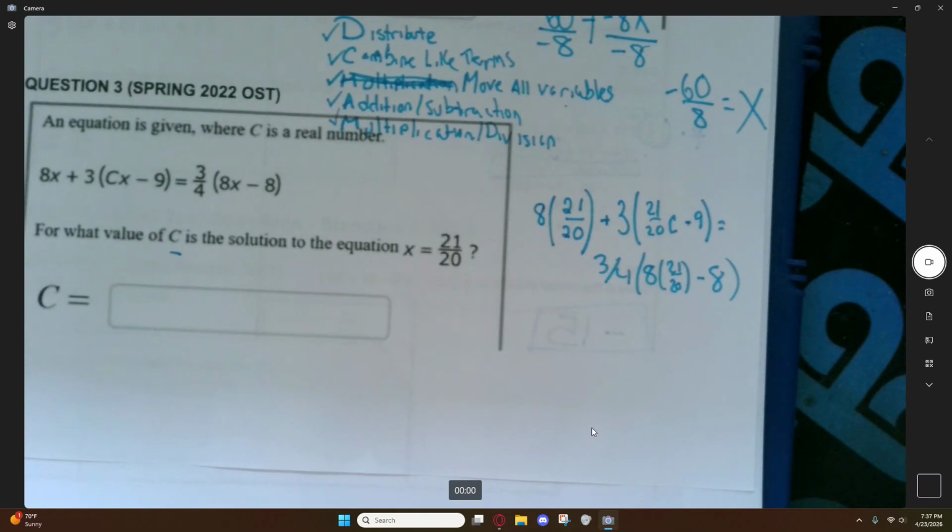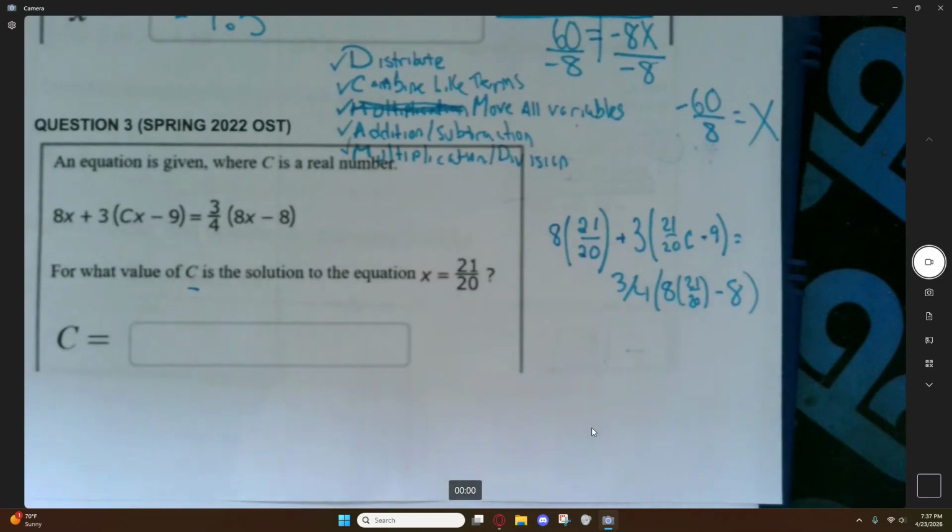So I'm going to show you how to do this in Desmos. And even on Desmos, this is tricky. This is just a tough question in general. Okay, so here's what you have to do.